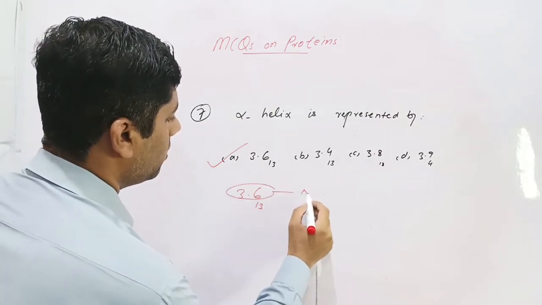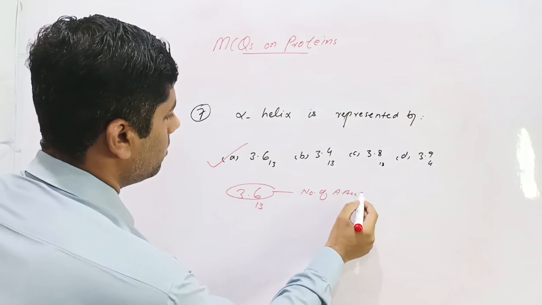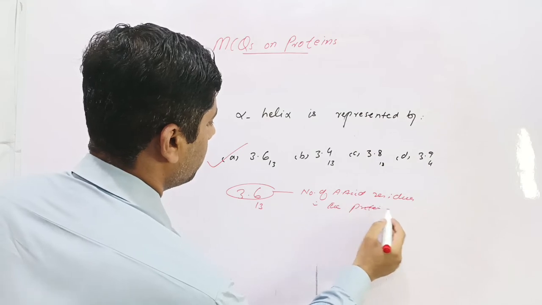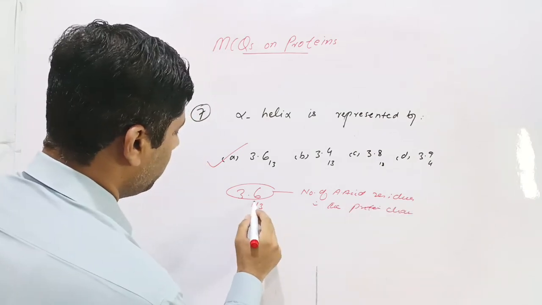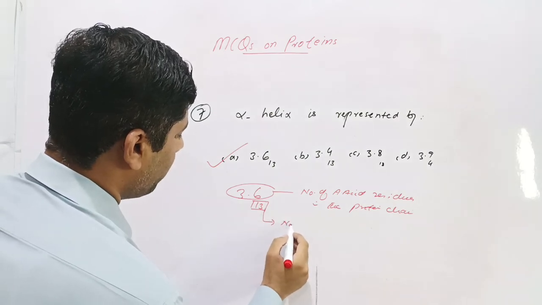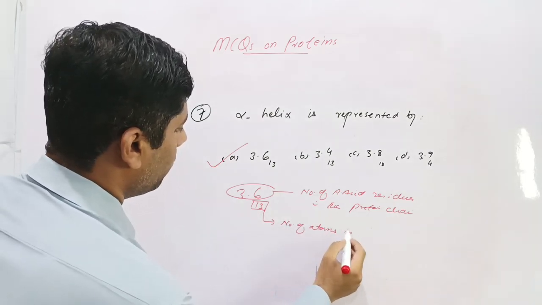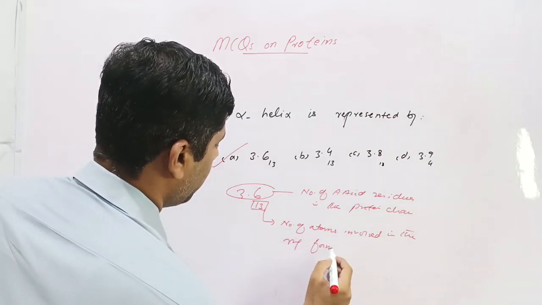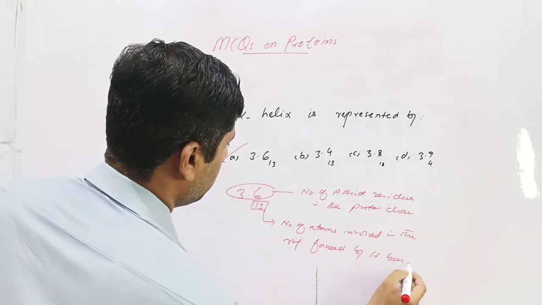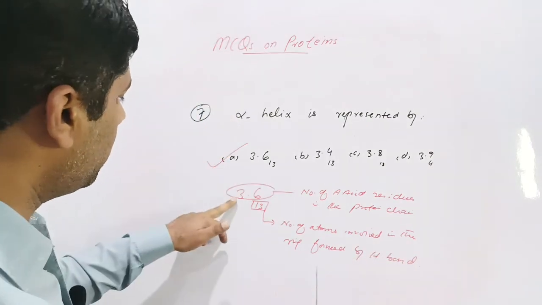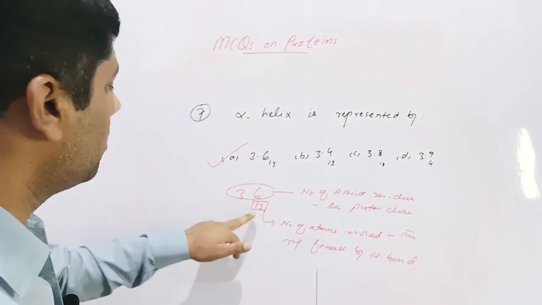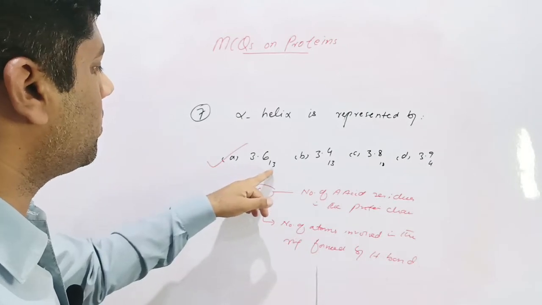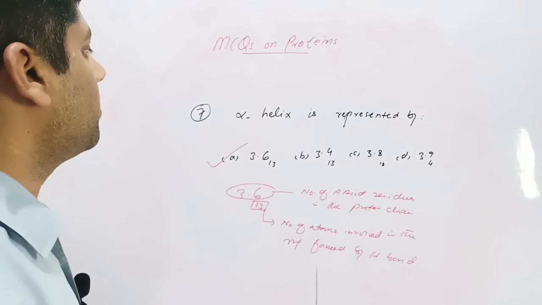3.6 refers to the average number of amino acid residues in the protein chain, while 13 refers to the number of atoms involved in the ring formed by hydrogen bond. So 3.6 is the average number of amino acid residues, while 13 is the number of atoms in each ring of hydrogen bond. The correct option, 3.6 to the base of 13, is the representation of the alpha helix chain of the amino acid.